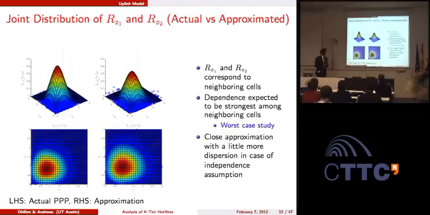And then for dependence, we cannot say anything from a marginal distribution. So what we do is we study the joint distribution of RZ1 and RZ2, that is the distances of two mobiles to their nearest base stations in their respective cells. And we know that this dependence is going to be the strongest among the neighboring cells. Now, if you take two random variables corresponding to cells which are, say, 100 miles apart, that correlation is probably going to die down. So to do a worst case kind of scenario, we consider two neighboring cells, and these RZ1 and RZ2 correspond to those cells, and we plot first the actual distribution you get, on the left-hand side.